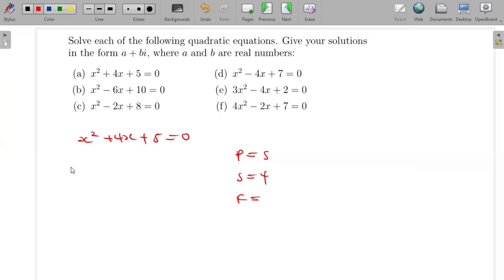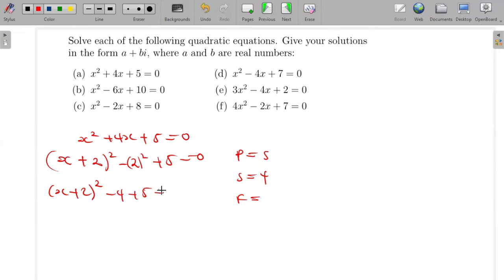So I'll resort to completing the square. I'll just say x plus half that coefficient of x, I get 2. I square it, and then minus the square of it, that is going to be minus 2 squared plus 5, equal to 0. So I get x plus 2 squared, minus 4 plus 5 gives me 1, equal to 0.